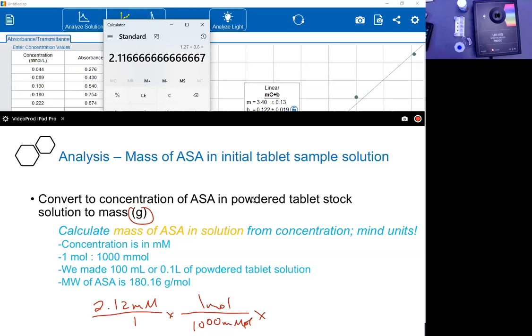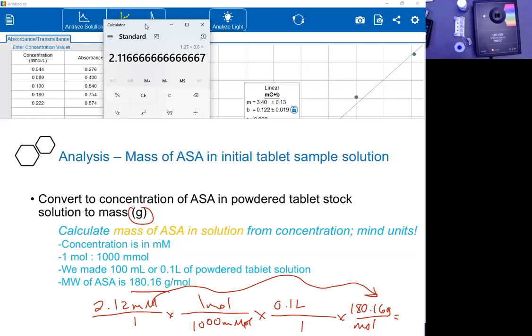And I didn't exactly have a liter, I only had 100 milliliters of it. So I had 0.1 liter of that powdered solution. So I got to convert that from milliliters to liters. And then finally I have to multiply by the formula mass, 180.16 grams per mole of acetylsalicylic acid. And now I can get my way from the concentration using some conversions to get to the mass of acetylsalicylic acid. Here we go in the calculator.